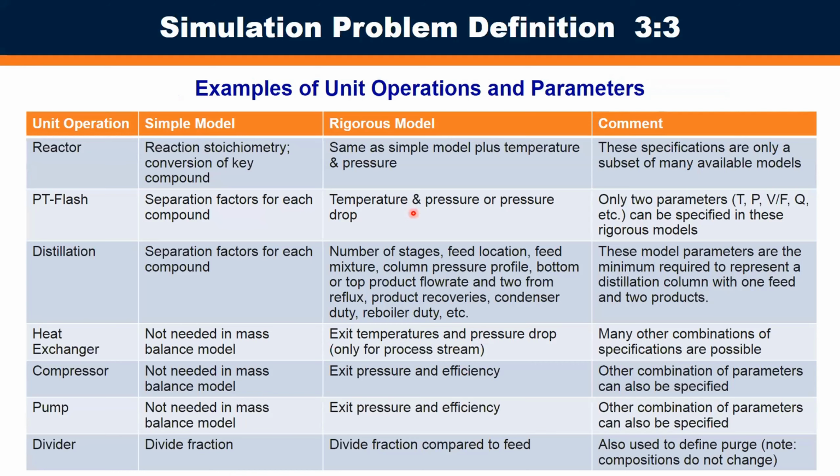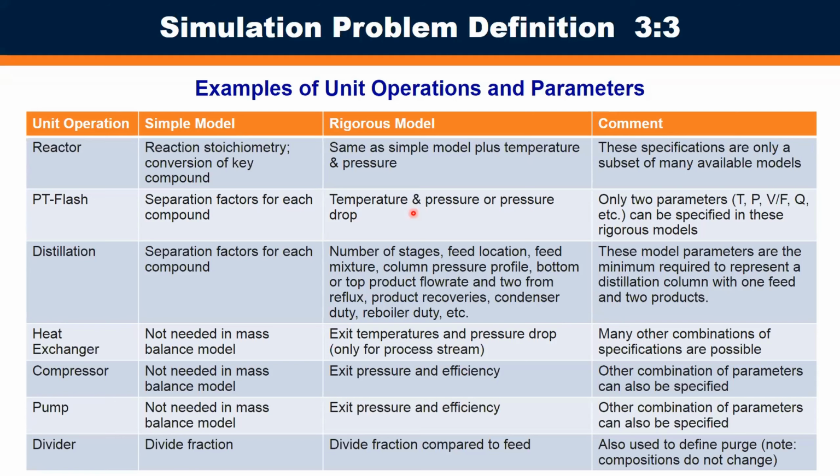So here's just a couple of comments. So for reactors, for the simple models, you just need the stoichiometry and the conversion of the key compound. When you move into the rigorous models, it basically represents the same information, but then you add the temperature and pressure dependence. You can also add kinetics, which at the end of the day will calculate some representation of the overall conversion and give you a better estimate of what is the outlet and effluent of the reactor.